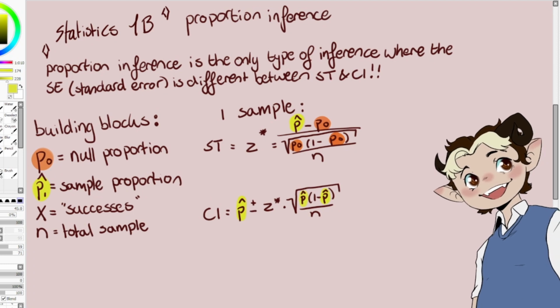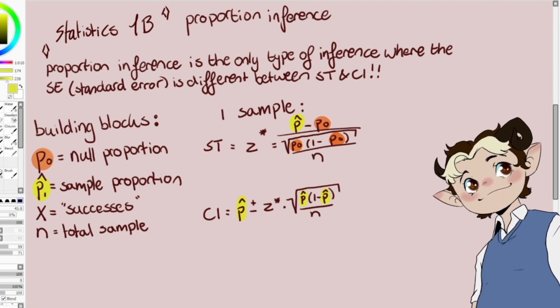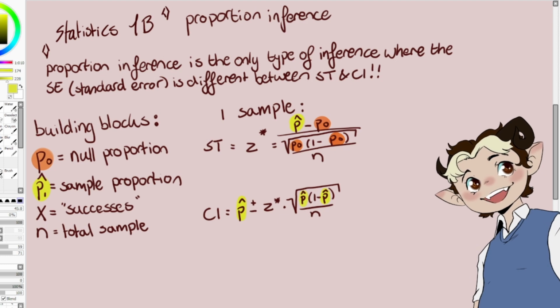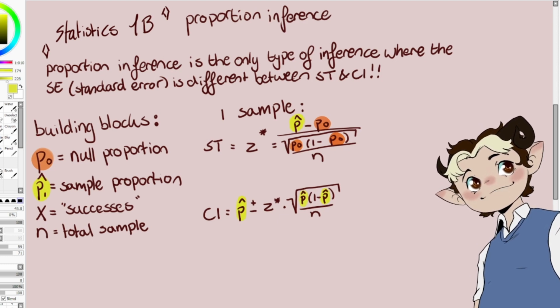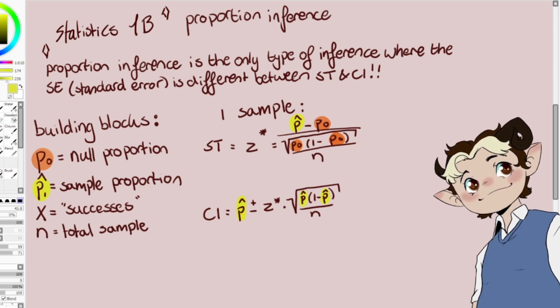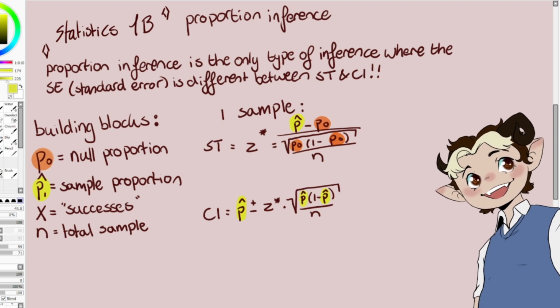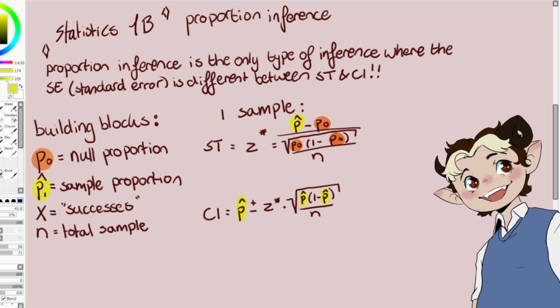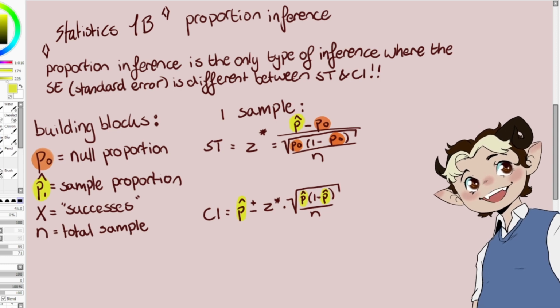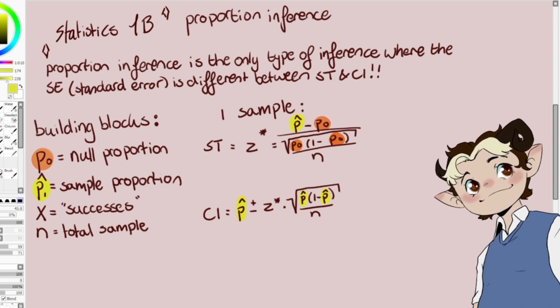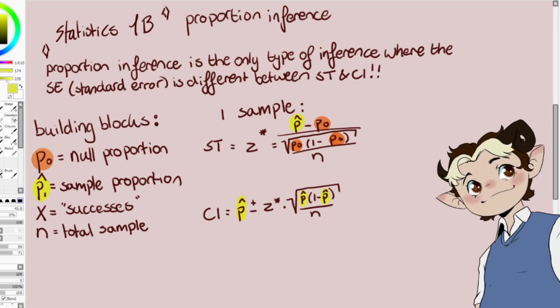Okay, so I wrote down the formulas, and I also highlighted that we are using different p-values for everything. You can see that in the significance test, our standard error is calculated using the null proportion under the root, whilst in the confidence interval we use our sample proportion. This is a simple case of just memorizing.